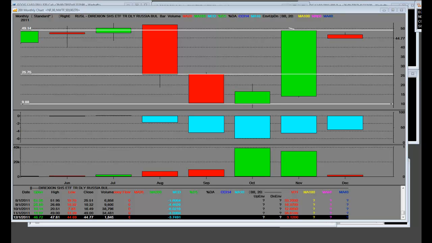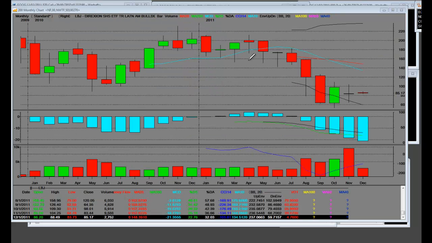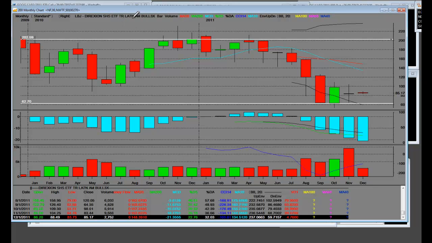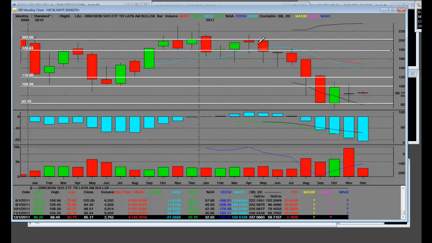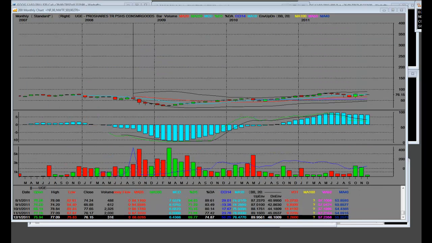I'm going to conclude with the other one that you want to be aware of on the bull, if things were to get good in Latin America. Here it is, LBJ. Yes, here's that top, and here's that breakdown. It followed the S&P 500, and it followed everyone else around the world. But once again, the bull, LBJ, is very important. I can tell you how important it is, because consumer goods, UGE, are very important.